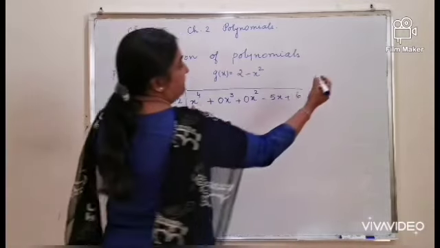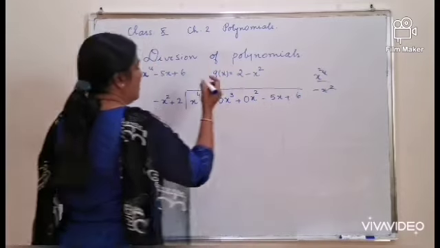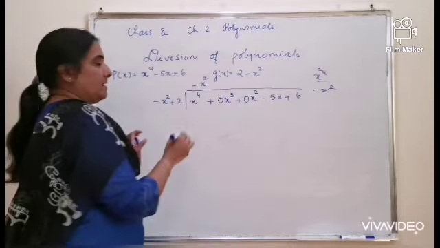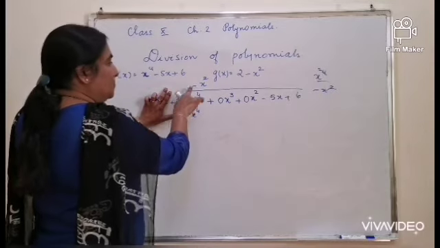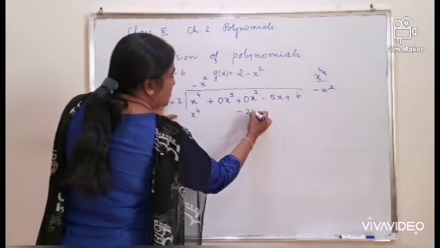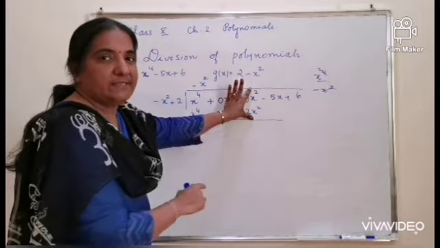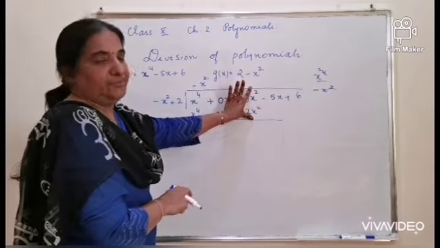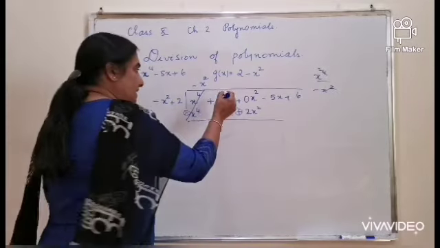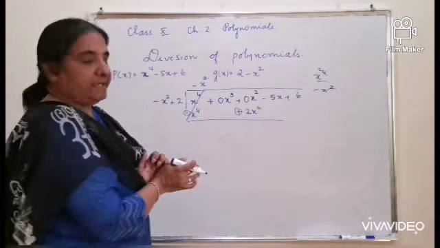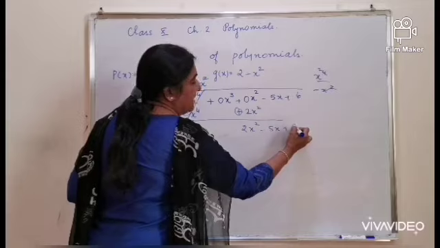The first step, x raised to 4 by minus x square is giving you minus x square. First term, just copy the same. Plus 2 into minus x square is minus 2x square. Please make sure you are arranging under the same like terms. Check here, cancelled. Not needed, you can ignore it. 0 plus 2 is 2x square, minus 5x plus 6.